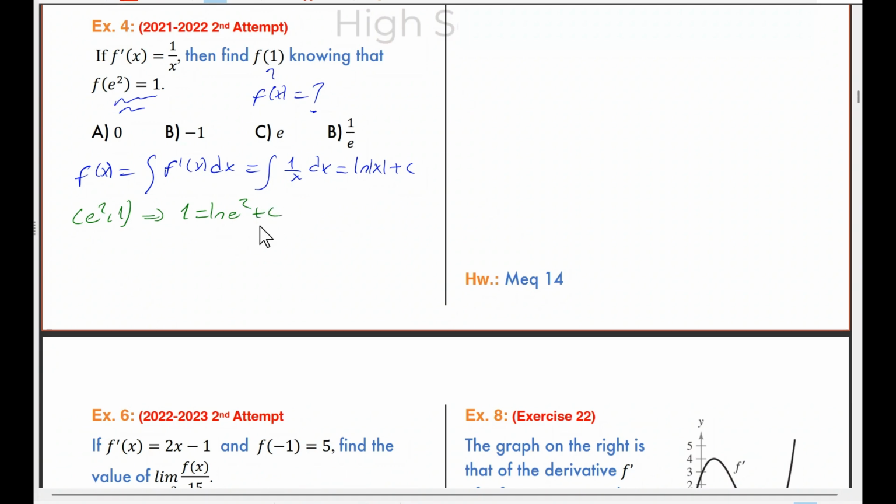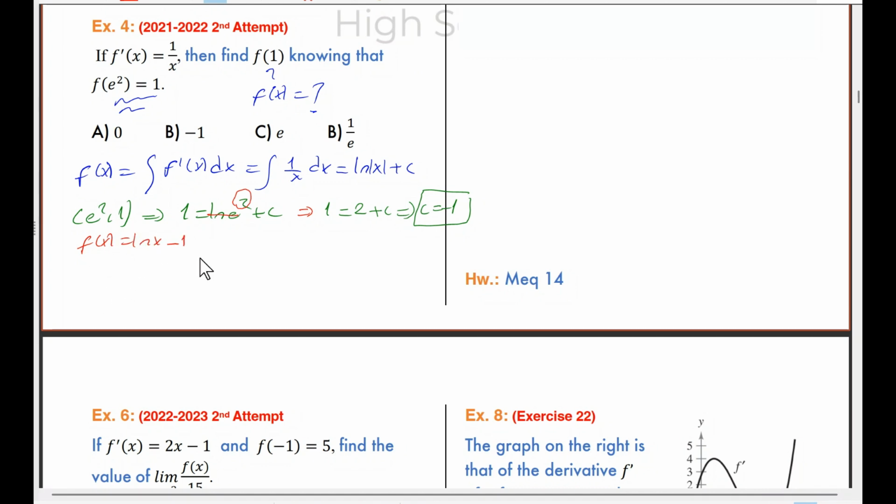We can use this property of logarithms. Ln e is 1, so we are left with the power. So we can write this as 1 is equal to 2 plus c. Then moving 2 to the other side gives me negative 1. I got my c. So my function is ln x plus minus 1. This is my original function.